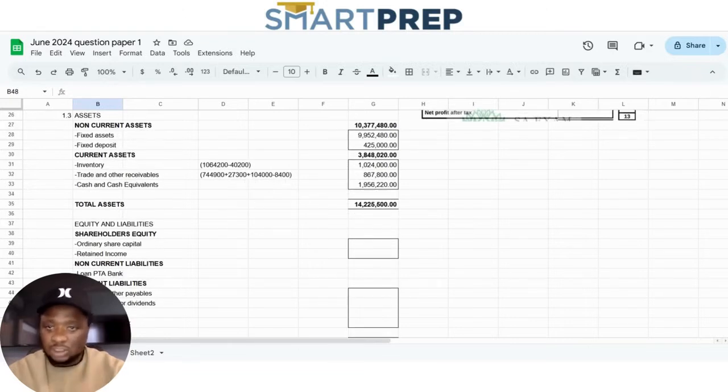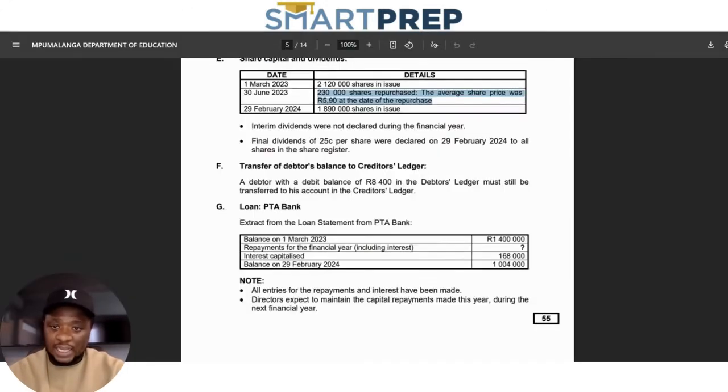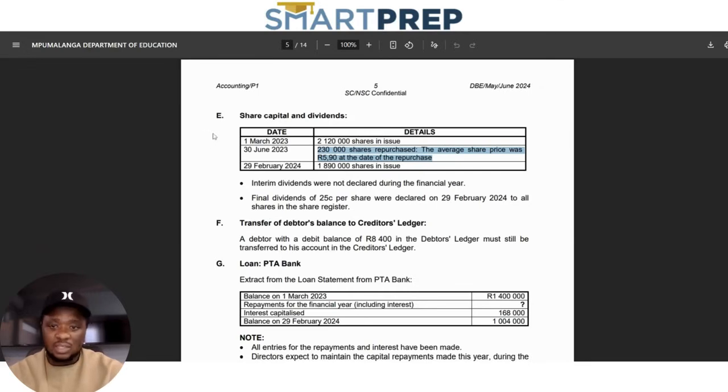Now I'll fill them out, and then we're just basically going to be working these out. So let's start with ordinary share capital, see if we can find this information. There was this information here on share capital and dividends. So it says share capital and dividends.